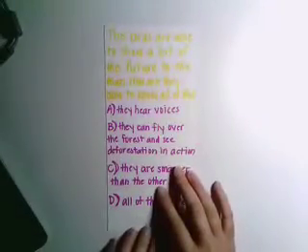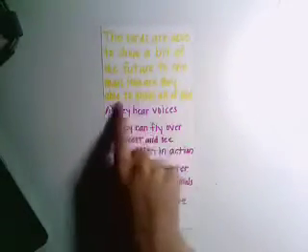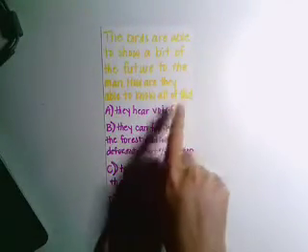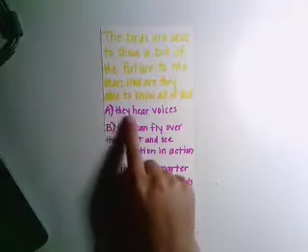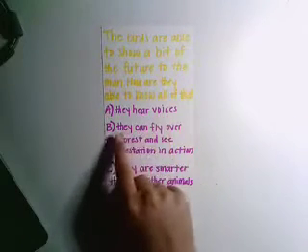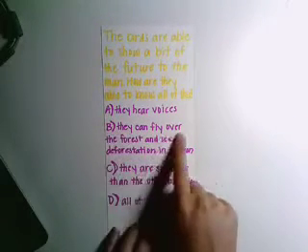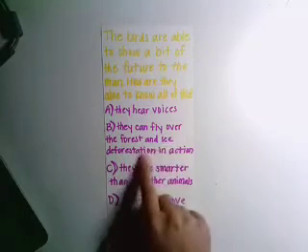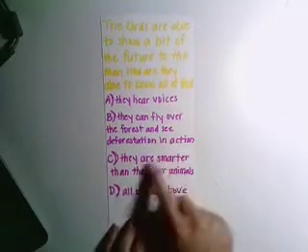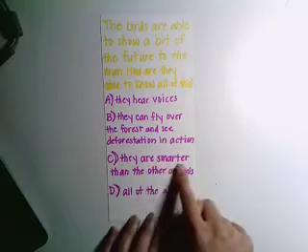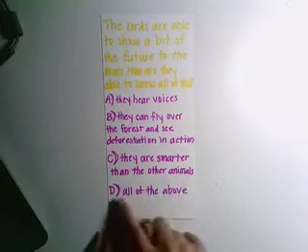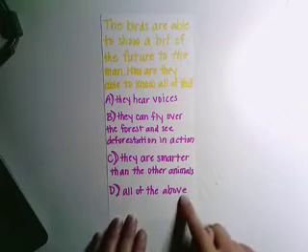Question 5. The birds are able to show a bit of the future to the man. How are they able to know all of this? A, they hear voices. B, they can fly over the forest and see deforestation in action. C, they are smarter than the other animals. Or D, all of the above.